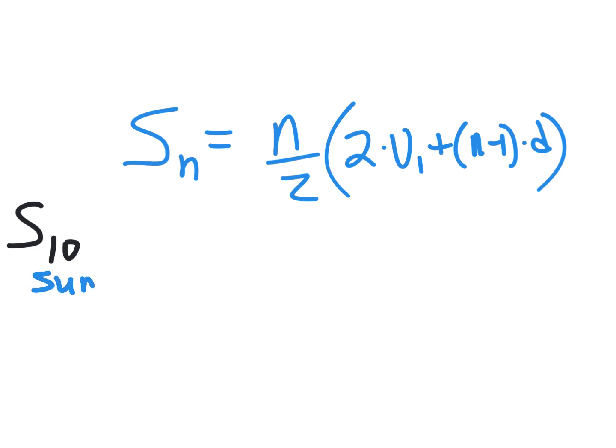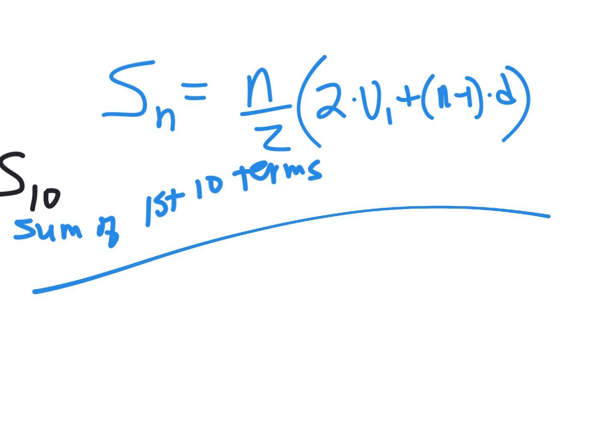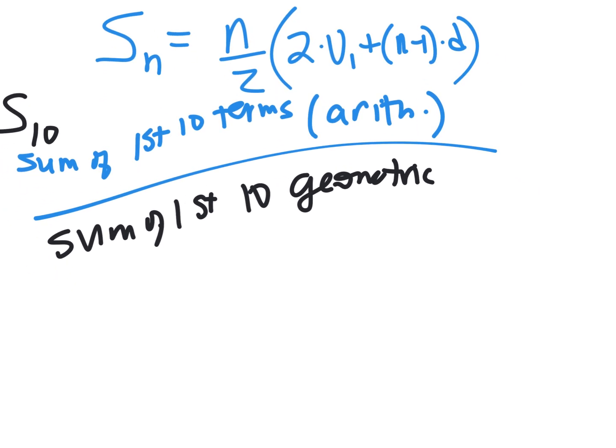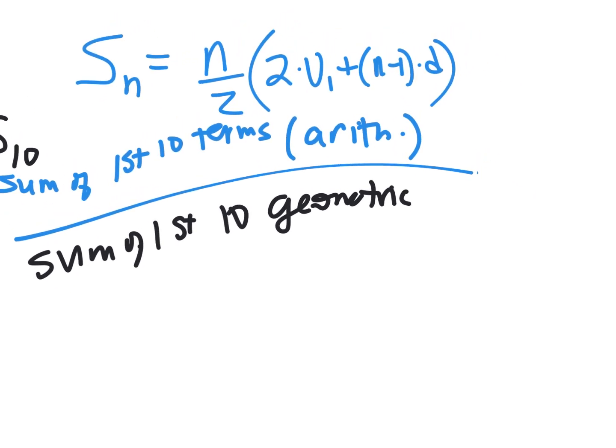Sum of first 10 terms. Okay. What's that same thing but for a geometric? Everybody look up on your sheet. Which one's the formula you're going to use for a sum of the first 10 things, but they're a geometric? Because the other one was arithmetic. Eddie, what's the equation where you go sum of the first 10 geometric things?